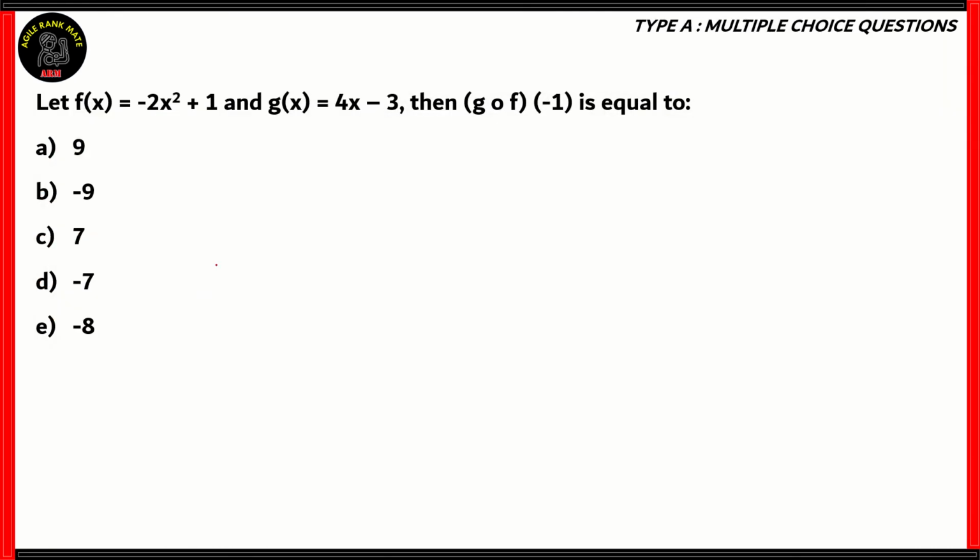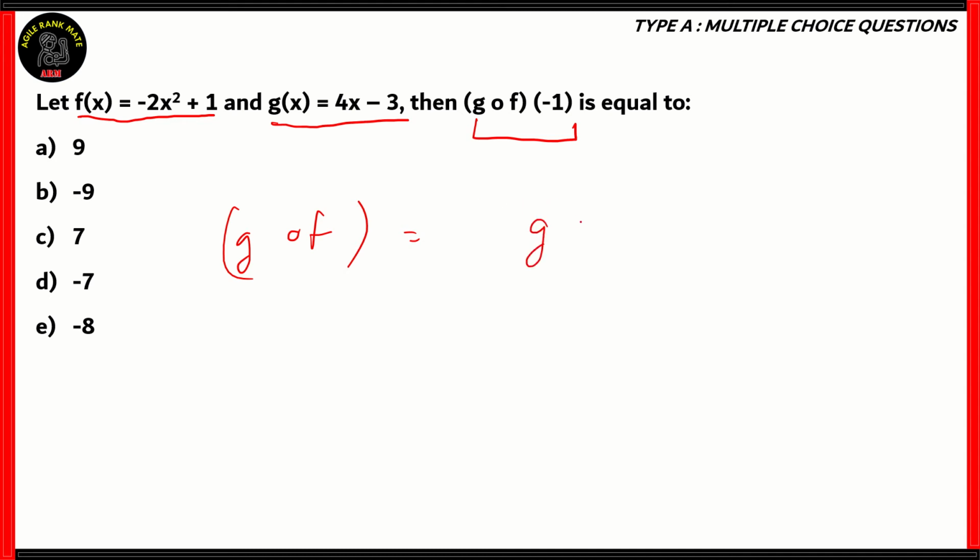Now, let's look at this question. f of x is minus 2x squared plus 1. g of x is 4x minus 3. Find out the value of g of f of minus 1. So basically, g of f here represents inserting one function as the value of another function.